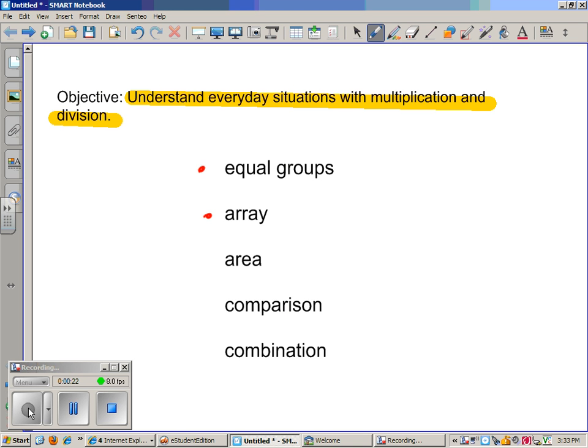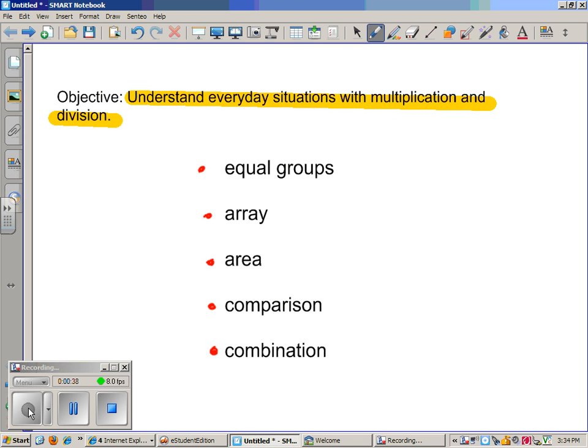We have equal groups, array, area, comparison, and combinations. So just before we jump into some work together, let me just refresh you again on what those words mean.